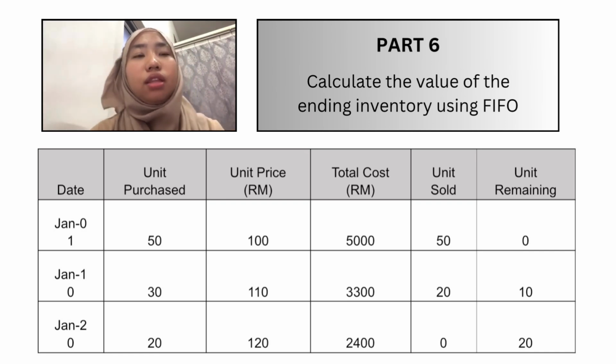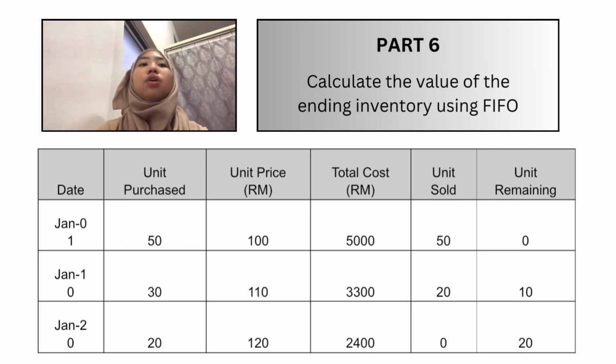A total of 70 units were sold, leaving an ending inventory of 30 units. Our goal is to calculate the value of the remaining 30 units using the FIFO method. Under FIFO, the oldest inventory is sold first. Each remaining unit comes from the most recent purchases. Firstly, we identify the remaining units from January 20. All of the 20 units remain, valued at 120 each. From January 10, 10 units remain, valued at 110 ringgit each.